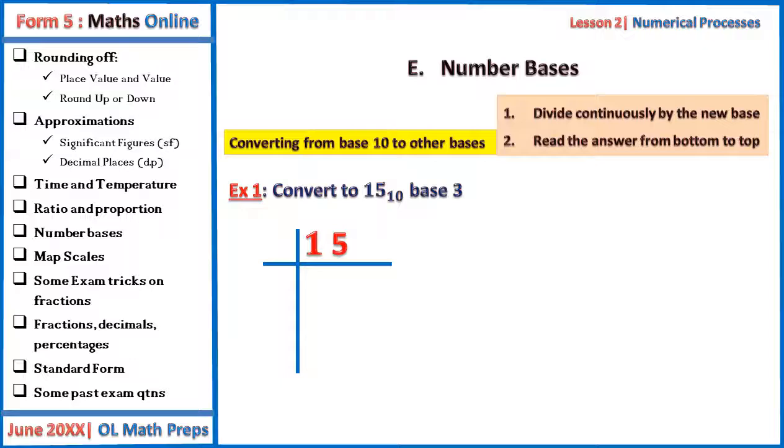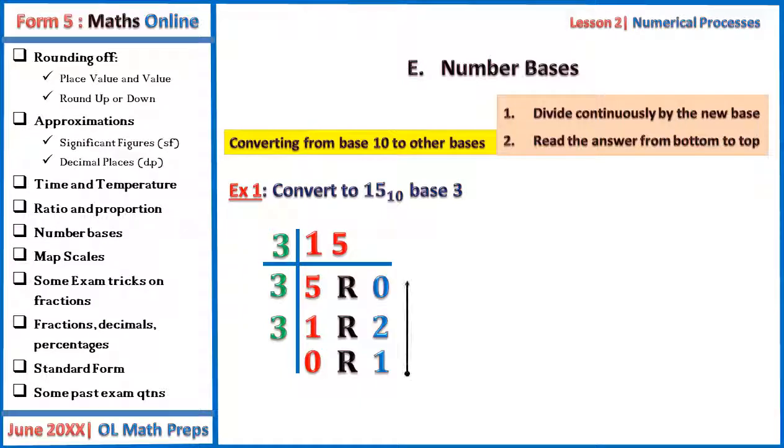So I'm going to divide continuously. 15 divided by 3 gives us 5. The remainder is 0. The remainders are very important. 5 divided by 3 goes once, remainder 2. And 1 divided by 3 gives us 0, remainder 1. When you have 0 as the quotient, it means you have come to the end of the continuous division. You can now read your answer from bottom to top. And this will give us 120 base 3.